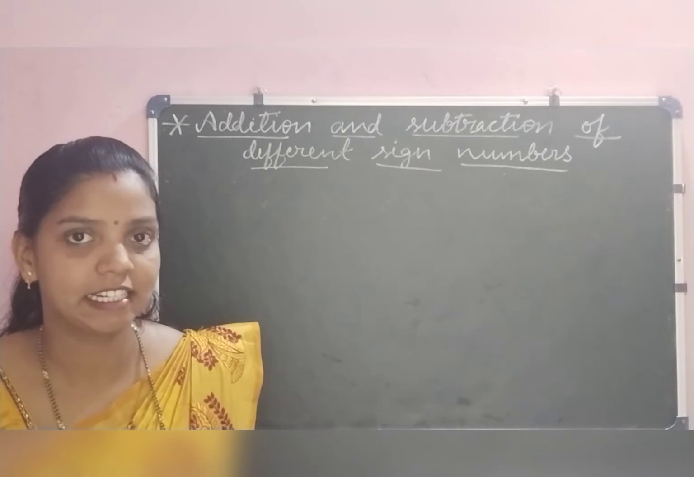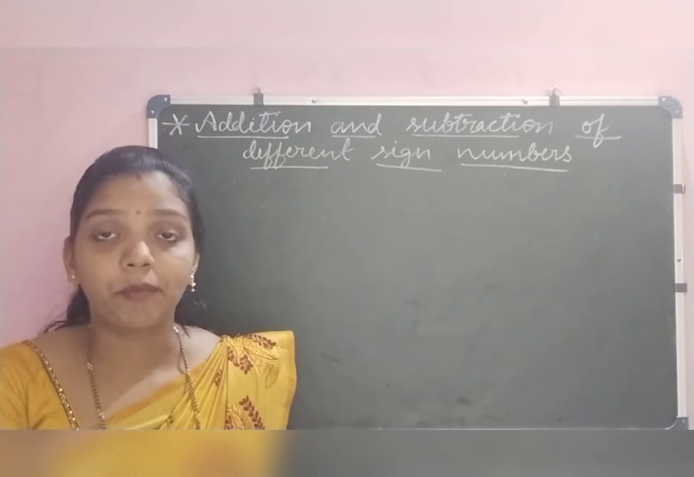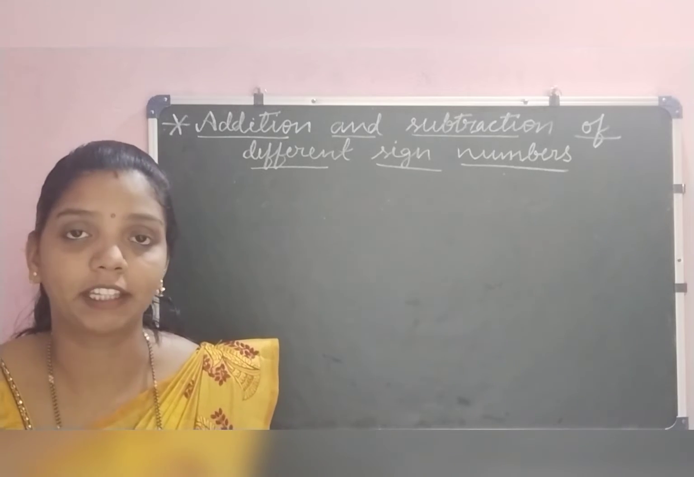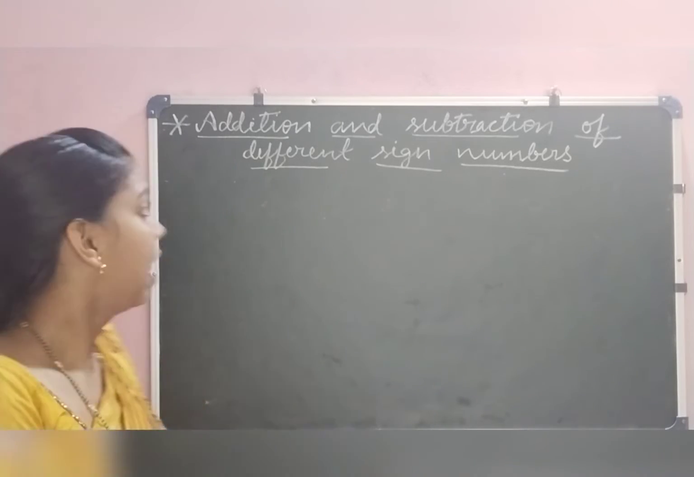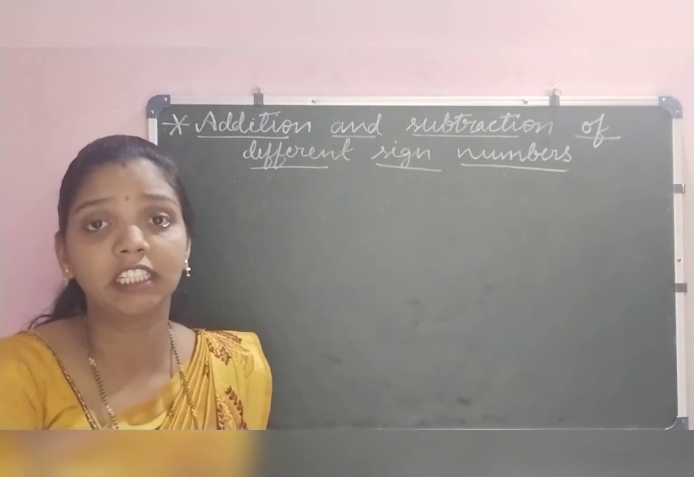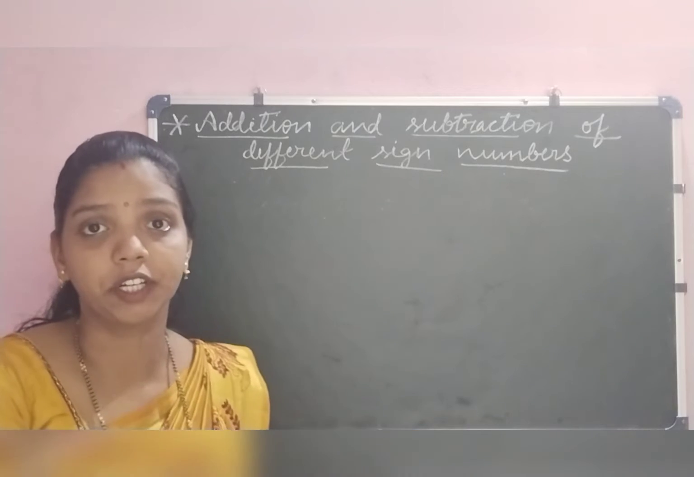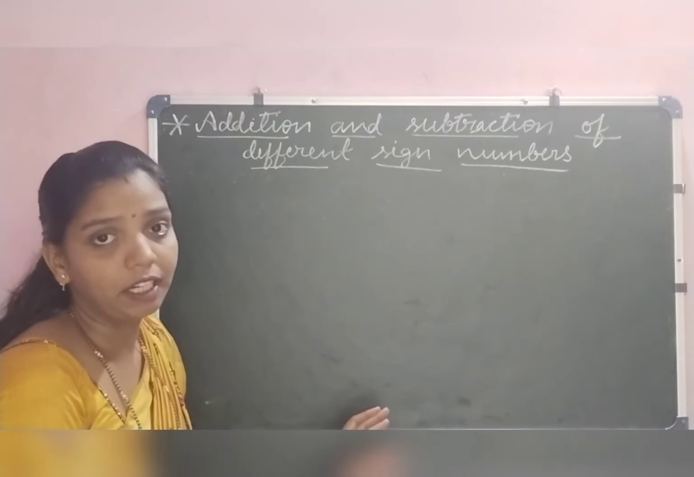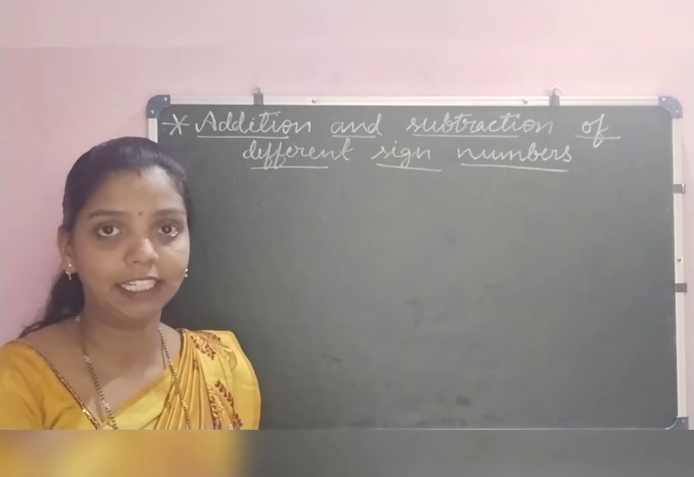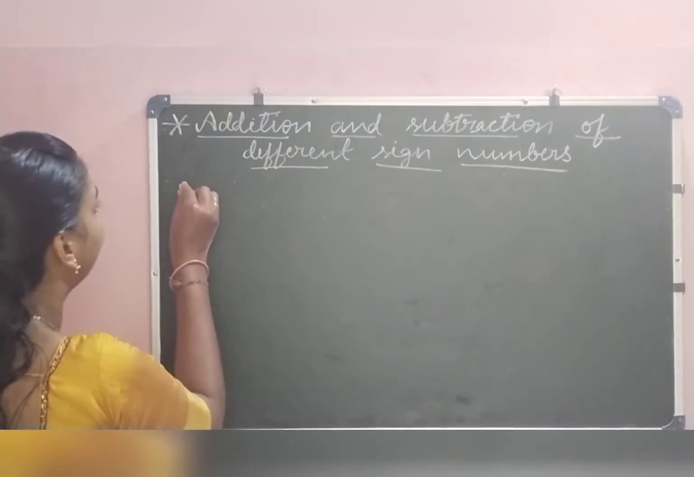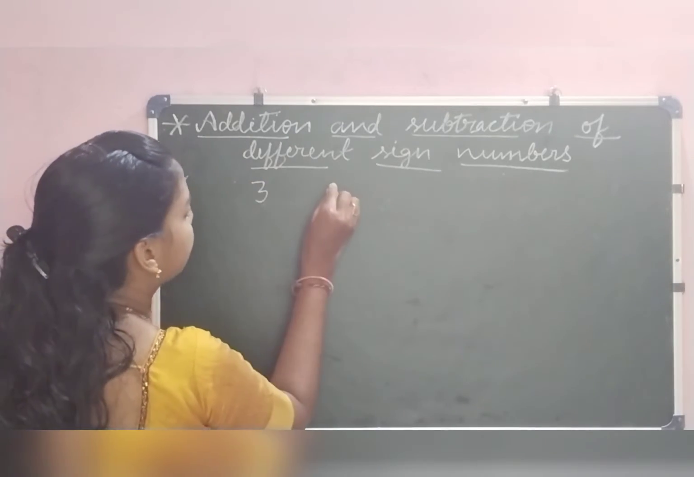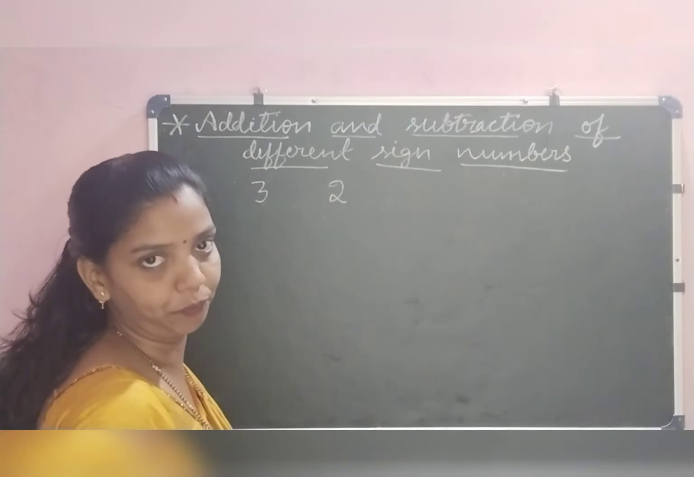Addition, subtraction, multiplication, and division are the most important basic concepts of mathematics. Among them, addition and subtraction of numbers with different signs is where students usually get confused. To clarify that, I am going to explain how to add and subtract numbers with different signs. First of all, I am going to take one example, two numbers: 3 and 2.